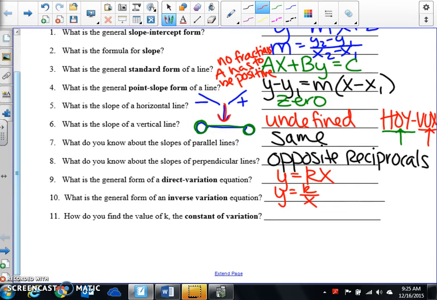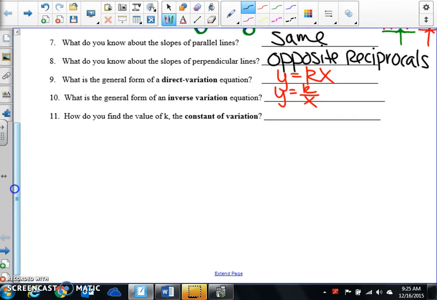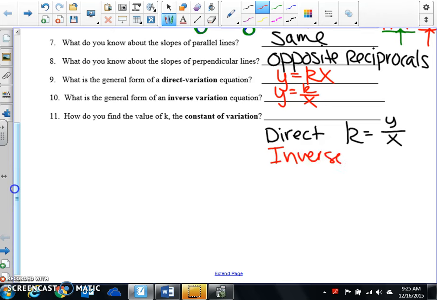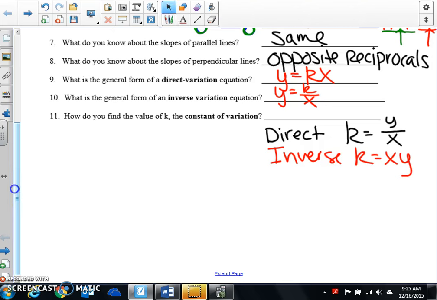If you're asked for just straight up the constant of variation, for direct variations, you divide. Remember, direct divide. So it'd be k equals y over x. Versus for inverse, we multiply. So k equals xy or yx. It doesn't really matter because multiplication is commutative.